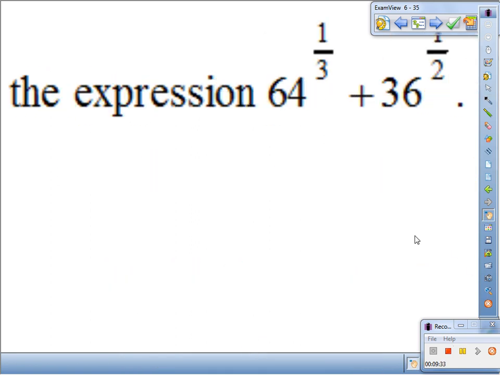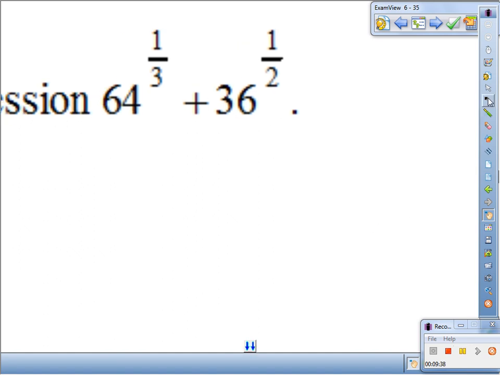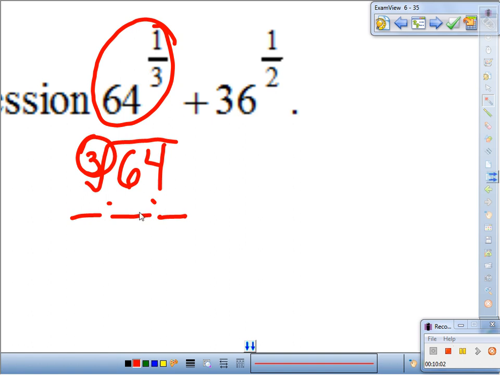It says simplify the expression 64 to the 1/3 plus 36 to the 1/2. So let's see. Does this one have an exponent, which is a fractional exponent? Yes. Does the numerator have a number greater than 1? No. So at this point, we can change this. This one becomes what? Cube root of 64. What does that mean? The index tells us what number times itself 3 times gives us 64. Is it 1, 2, 3, 4? Yes, so it's 4. Bring down the plus.